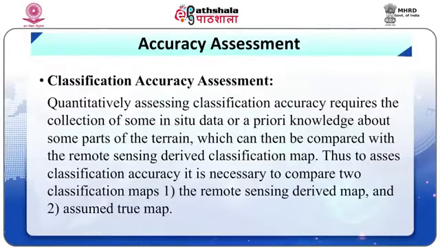Now, classification accuracy assessment. Quantitatively assessing classification accuracy requires the collection of some in situ data or a priori knowledge about some part of the terrain which can be compared with the remote sensing derived classification map. Thus, to assess classification accuracy, it is necessary to compare the two classification maps, the first the remote sensing derived map and the second the assumed true map.